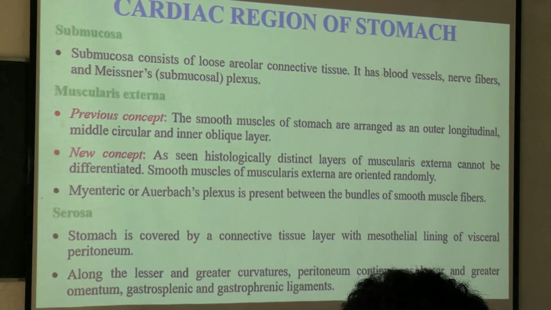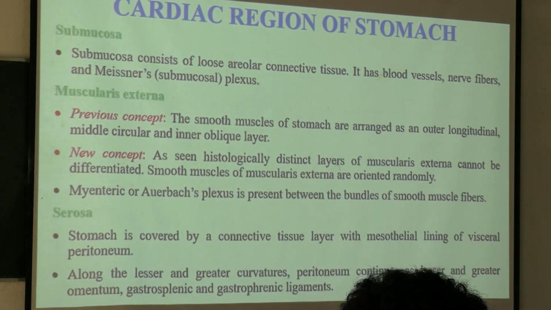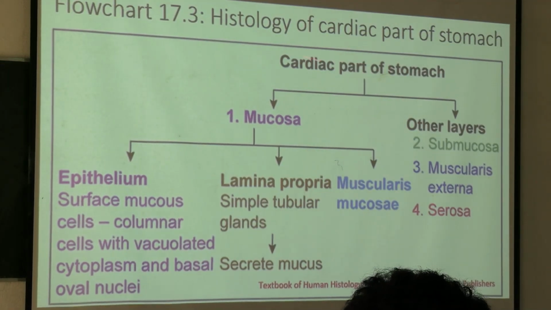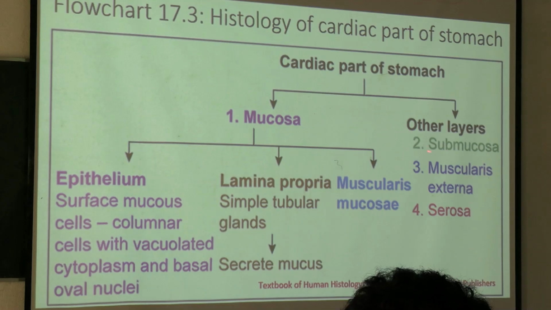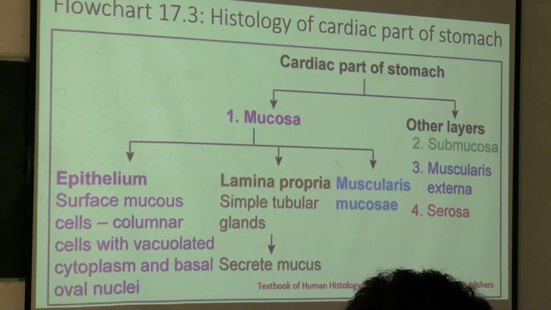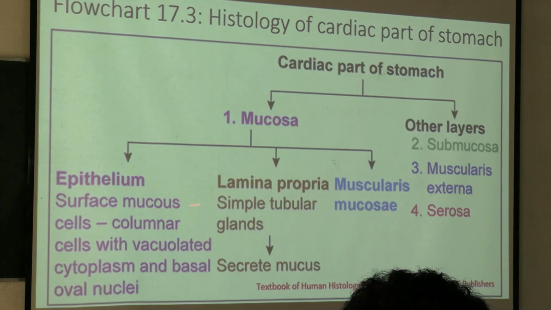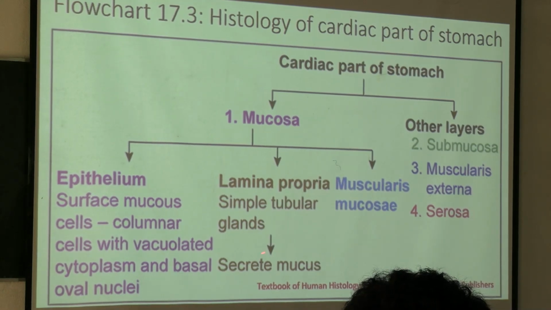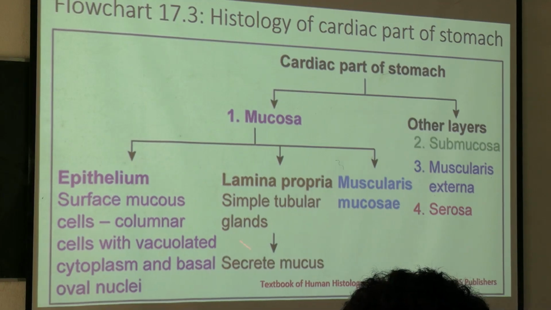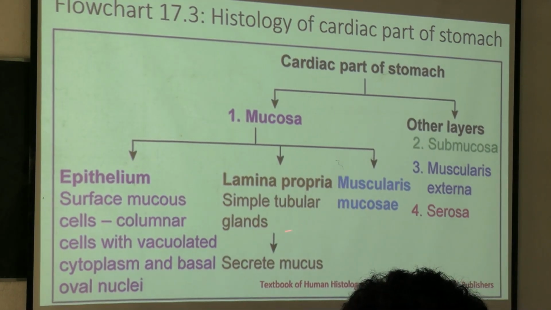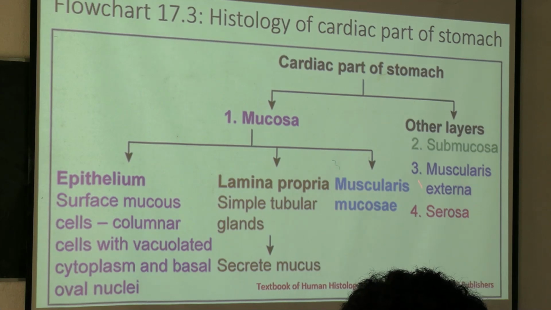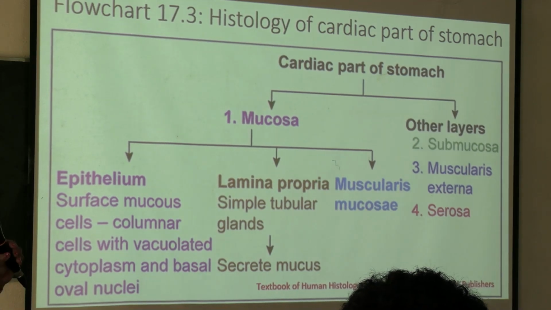You will see the viscera of the stomach also. During that, you see the ligaments. So, cardiac part of stomach: mucosa, submucosa, muscularis externa, serosa. Mucosa has these three layers. Epithelium is surface mucus cells, columnar cells with vacuolated cytoplasm and basal oval nuclei. Lamina propria contains simple tubular glands which secrete mucus. This function is important for the stomach. Next is muscularis mucosa, same as other regions.